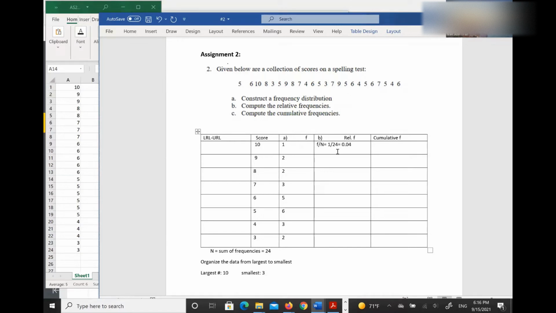0.04. Good. Yeah. The next one, we divide 2 by 24. I don't have to rewrite the formula anymore.